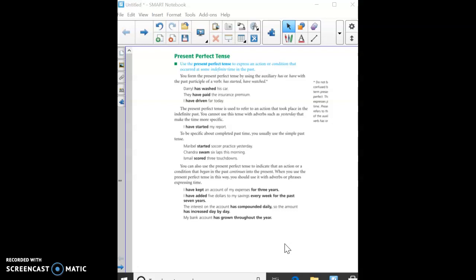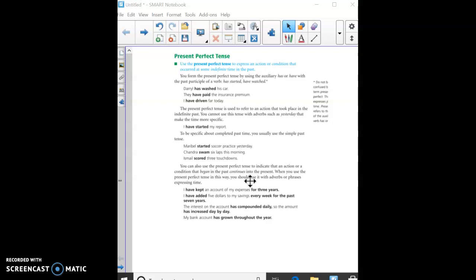And so you're going to add a has or a have to the verb, and that's what's going to give you that present perfect. The reason why it's considered present is because has and have are present tense auxiliary verbs. The present perfect tense is also used to refer to an action that took place in the indefinite past. So you can't use this tense with adverbs such as yesterday that make the time more specific. It has to be used in an indefinite way.